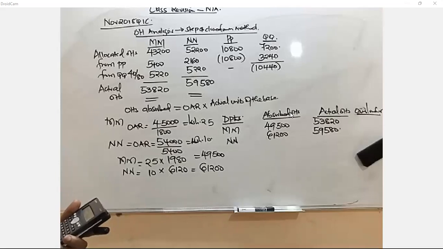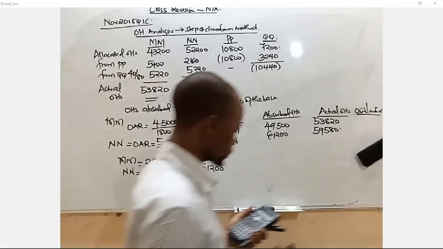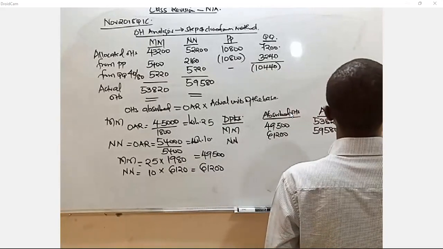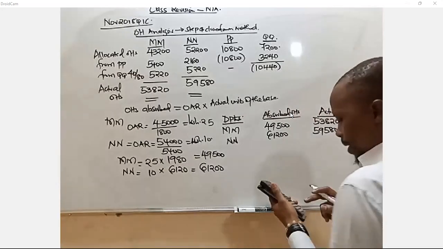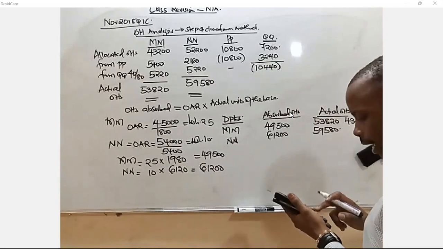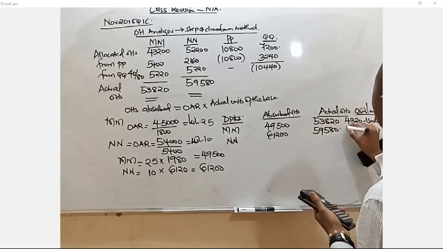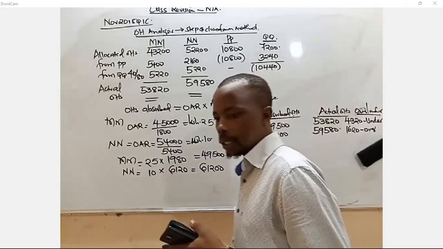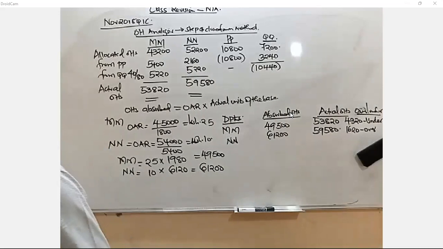49,500 minus 53,820, we have a difference of 4,320. You are getting a negative, that means it is under absorbed. Then the other one will be 61,200 minus 59,580, getting 1,620, which will be over absorption of overhead. That is how, and if you go to the August 2022 paper, you'll be able to find the same challenges there.